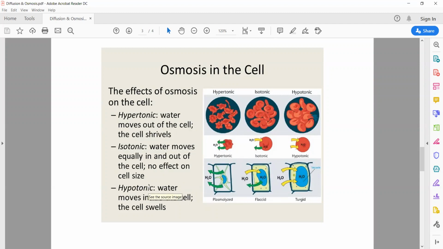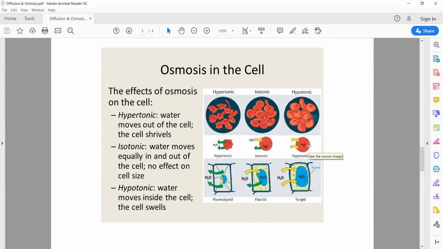Hyper means a lot, hypo means a little or lower. So in this first picture here, what we have is the concentration of water is greater inside the cell, which means you have more solutes outside the cell, and your water follows your solutes. So if your solutes are greater outside the cell, it's going to follow those solutes. And this can result in cell shriveling or crenation.